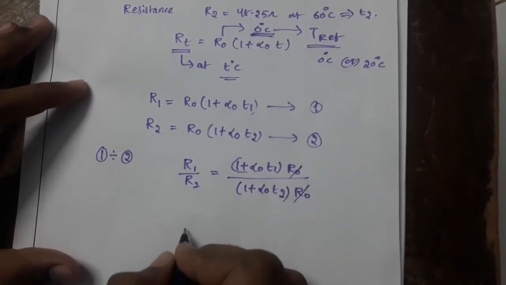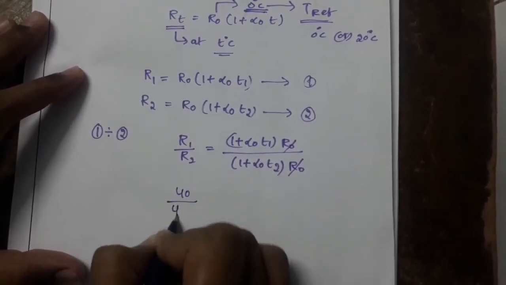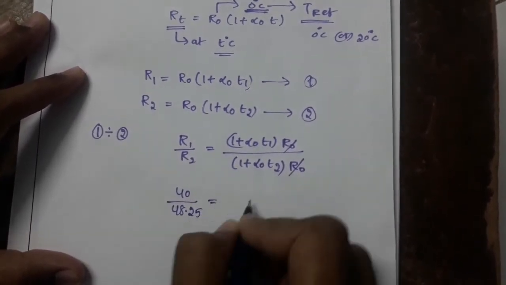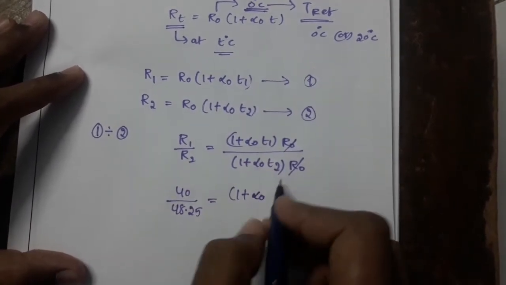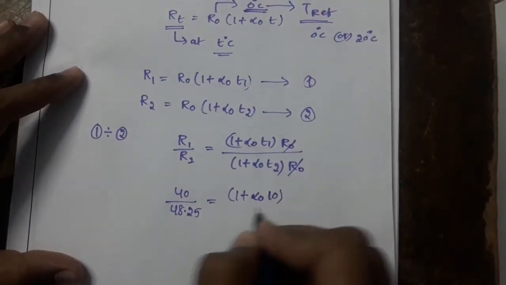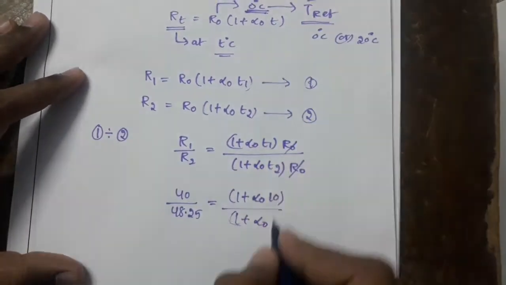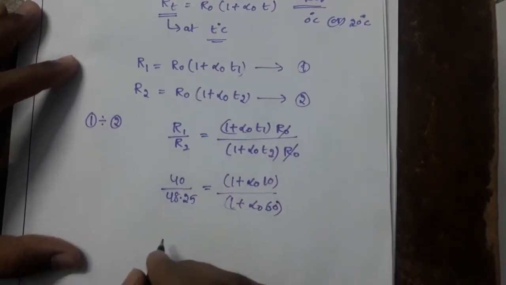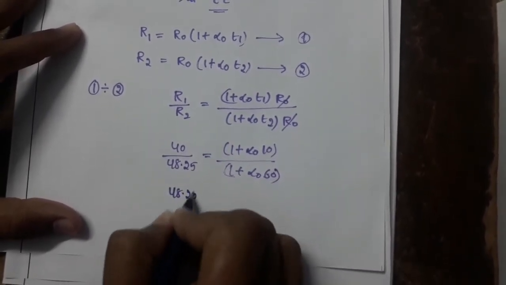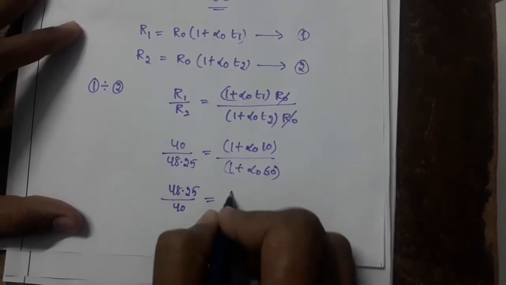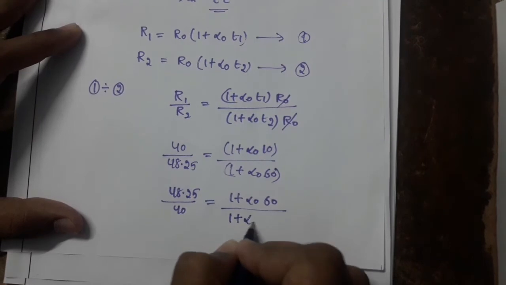R naught gets cancelled. We know R1 equal to 40 and R2 equal to 48.25. That is equal to 1 plus alpha naught into T1 of 10 degrees centigrade divided by 1 plus alpha naught into T2 of 60 degrees centigrade. We have to find alpha naught. I am reciprocating it. So 48.25 divided by 40 equal to 1 plus alpha naught into 60 divided by 1 plus alpha naught into 10.